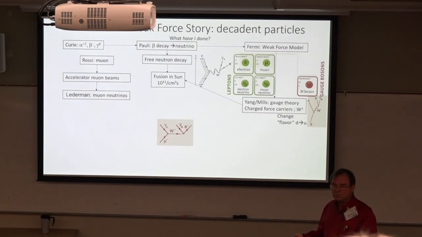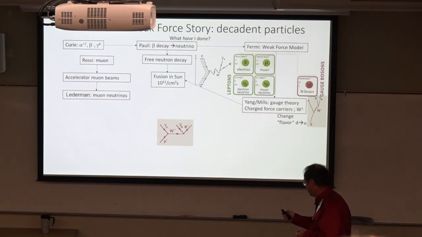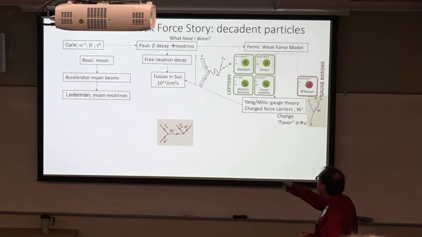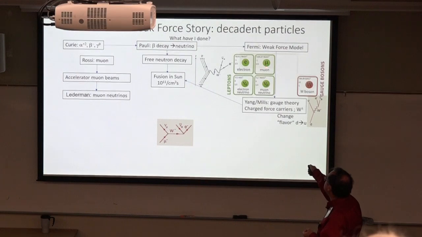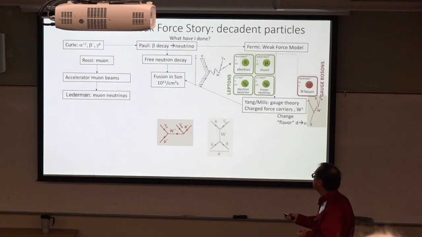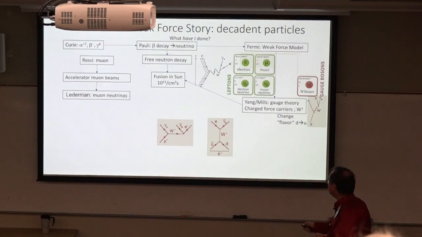But this doesn't just work with quarks. Here's my heavy electron, my muon. It spits out a muon neutrino and a W, and then decays, spitting out an electron and another electron neutrino. So I can use the same force to change leptons, down the scale this way.